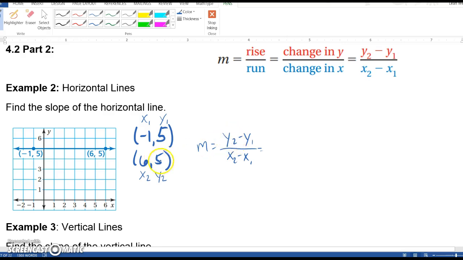Y sub 2 right here is a 5. So put a 5. Equation says minus y sub 1. Y sub 1 is right here. It's a 5. So on top there we have 5 minus 5. In the denominator, x sub 2 is 6. Equation says minus x sub 1 is -1. Be careful with that. 5 minus 5 on top is 0. 6 minus -1. Minus and negative makes a plus, which is actually 7.